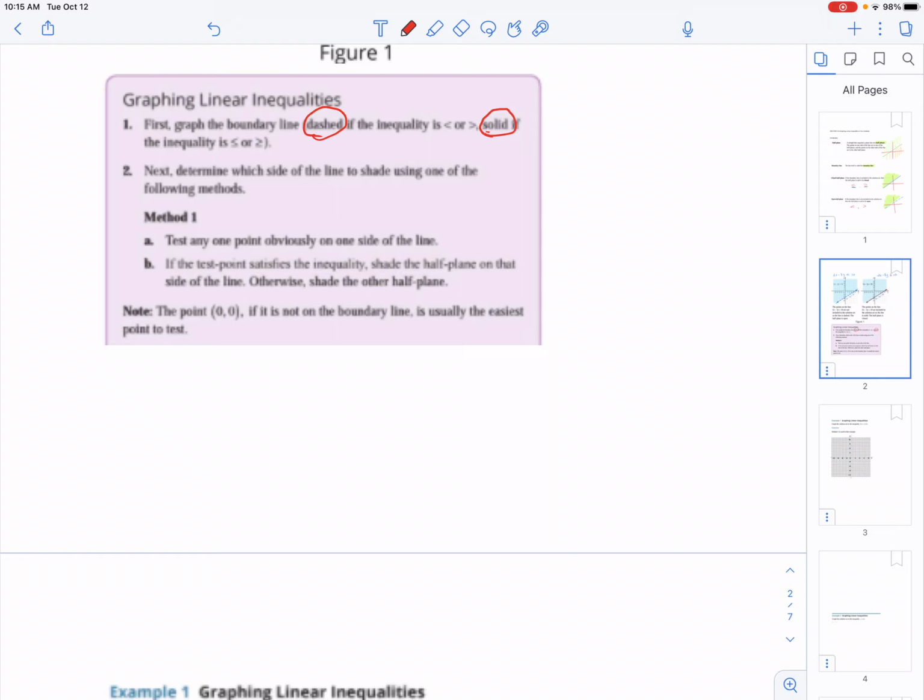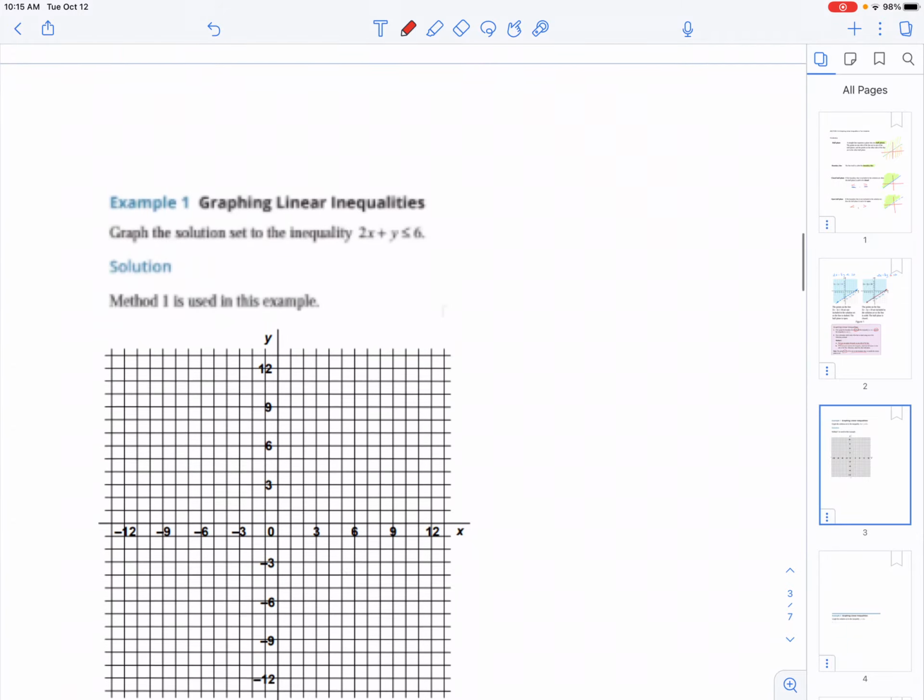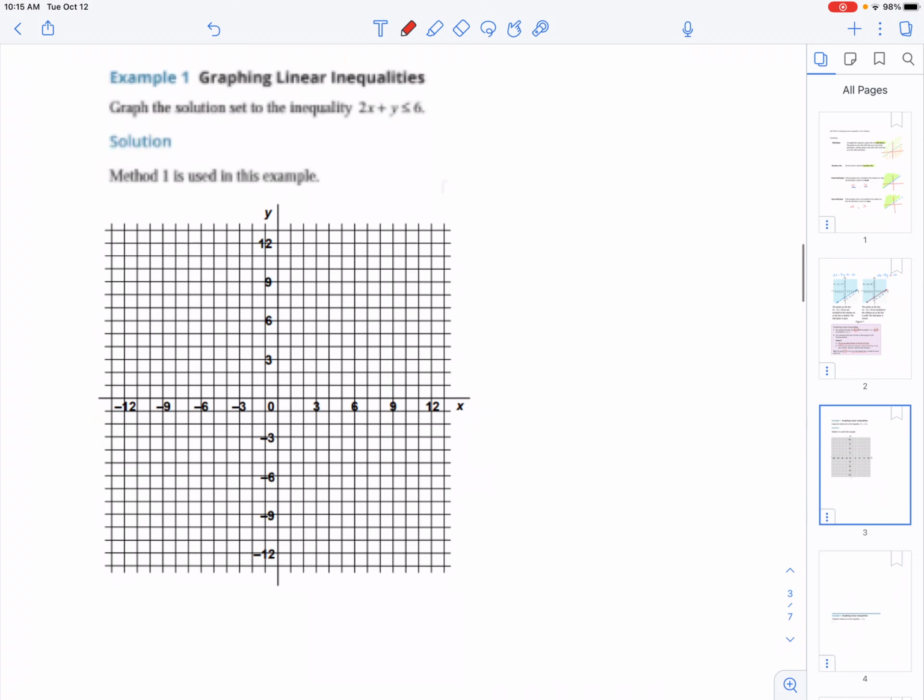So what I'm going to do is just test a point to see if it works in the inequality, and if that point works, then I'm going to assume that all the other points on that half plane are going to work. Okay, and it also suggests, and you're going to see me doing this, that if you can determine that the origin is clearly not on the line, then that's a really good test point because it makes your arithmetic quite easy. All right, so here's the first one I want to work for you.